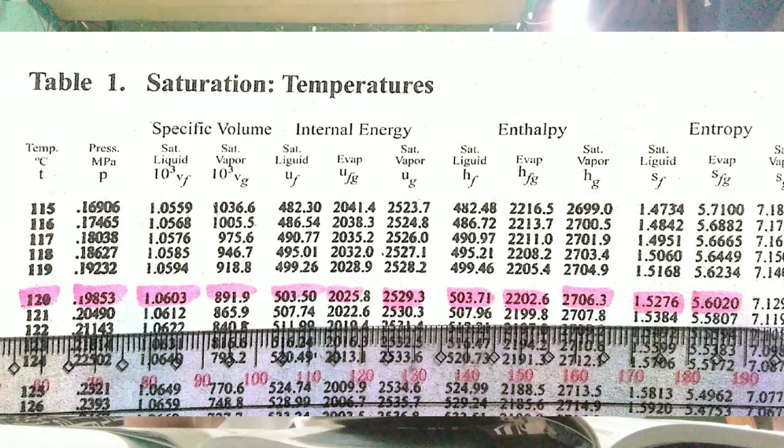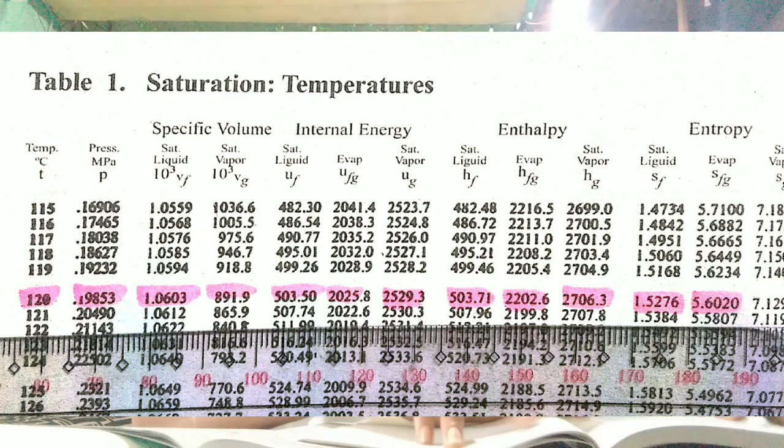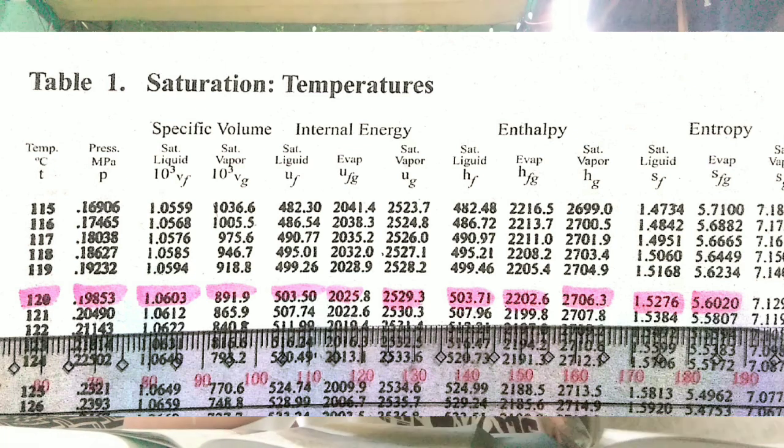So first, we are given a temperature of 120 degrees Celsius, so we will get the values from the tables. Before we proceed, let me tell you the symbols used in the tables. Table 1 is the saturation temperature, table 2 is the saturation pressure, table 3 is the vapor, and table 4 is the liquid. In total we have 10 tables and 6 figures.